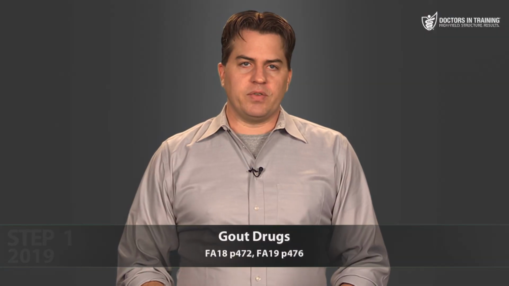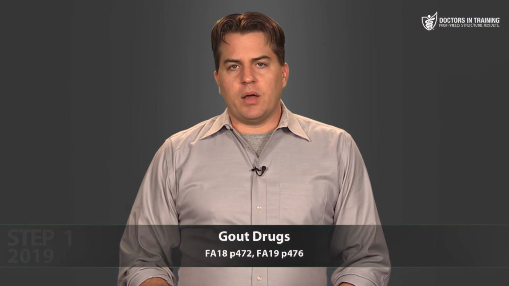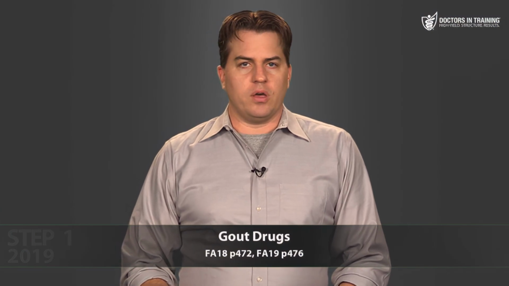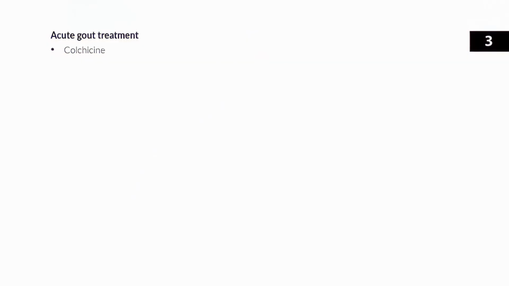Let's talk about the treatment of gout, which is also high yield for your test. We treat acute gout and chronic gout with different drugs. Let's talk about the treatment of acute gout flares first. One of the classic acute gout drugs is colchicine. But here's where I'm going to teach you what you need to know for the test, then I'm going to teach you what the real-life application. So for the test, colchicine is a classic drug used for acute gout exacerbations.